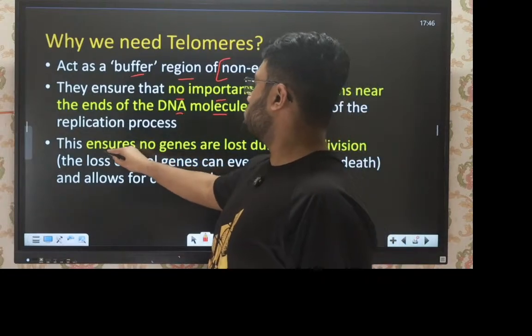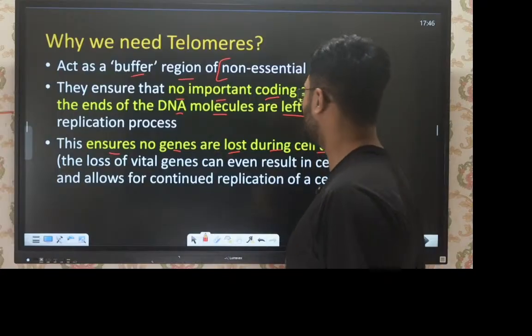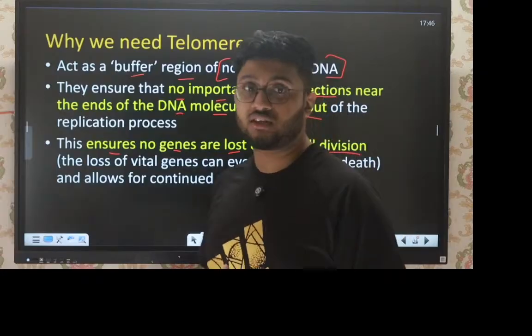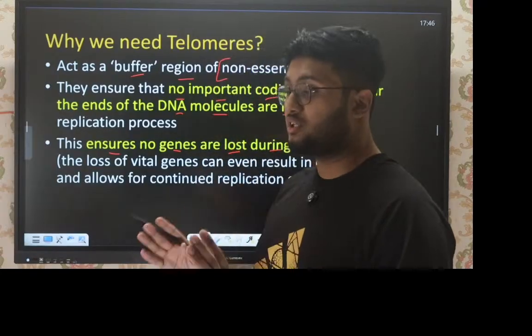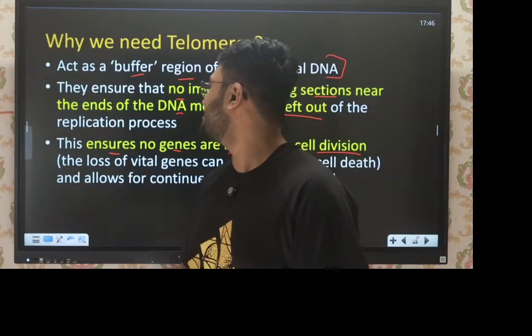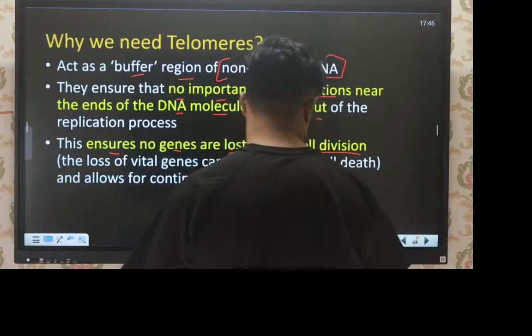Telomeres ensure no genes are lost during cell division. So what's the function of telomeres? To make sure no genes are lost and to make sure all the essential genes are replicated. But unfortunately, telomere stops working properly. All right, let's move on.